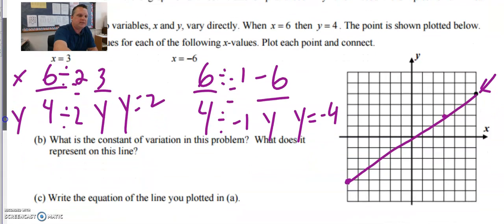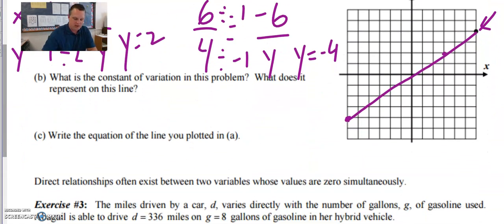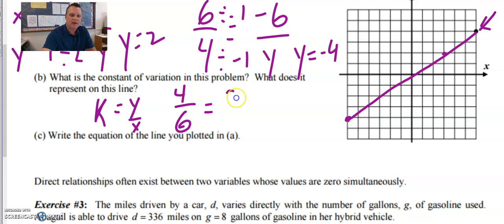What is the constant of variation in this problem? When you're finding the constant of variation, you want to say y over x. When you're setting it up to solve for missing values, it's okay to shift them around. But when you're looking for the exact constant of variation, it's y over x. So I go to the original, which is 4 over 6, and simplify that down to 2/3.